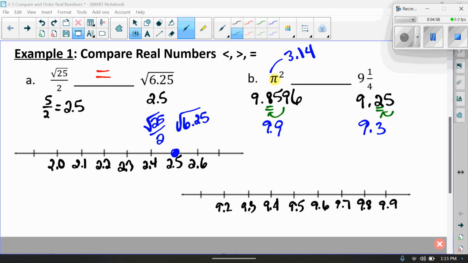All right, so here we label our number line and plot them. Oh, you know what? We forgot to put greater than, less than, or equal to. What do I put in there? Yep, that's going to be a greater than. So 9.9 is over here, and we label it with the original format. So this is going to be pi squared. And then down here, 9.3, we're going to label that 9 1/4.